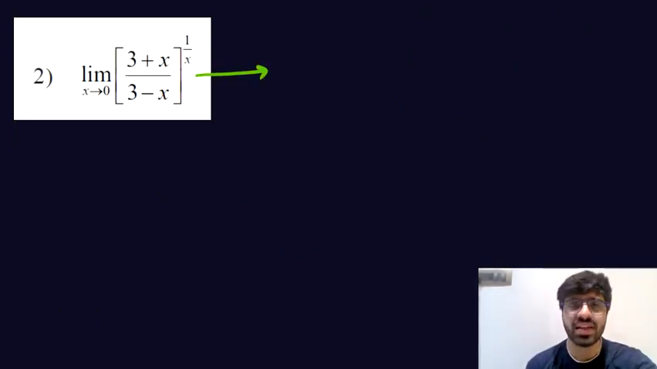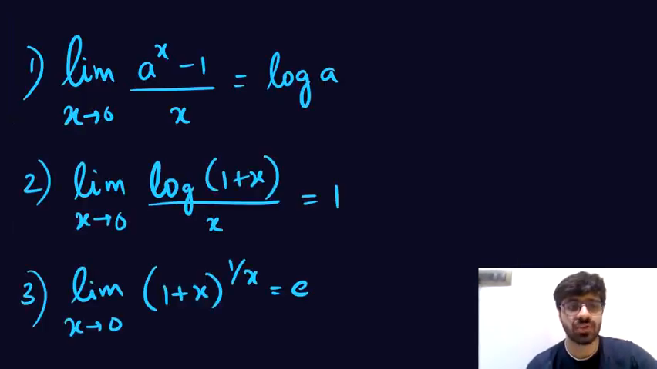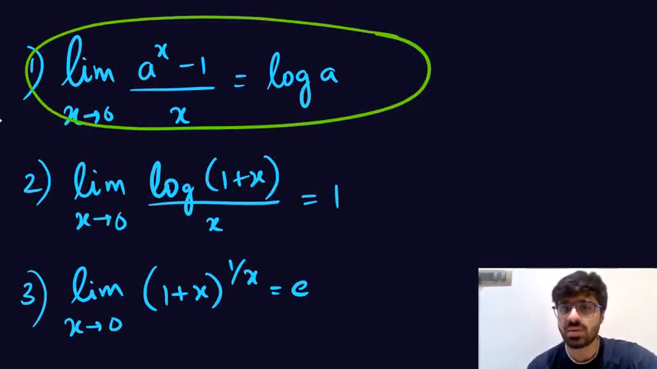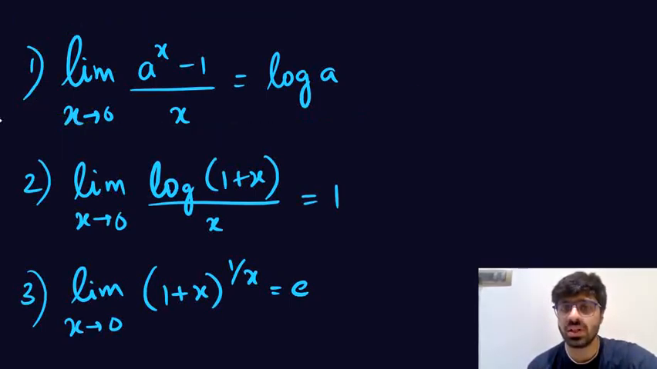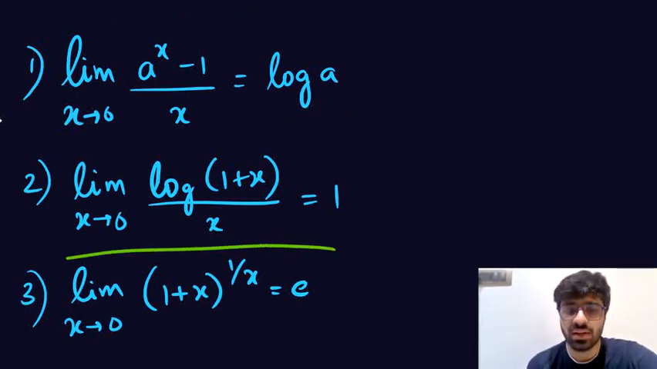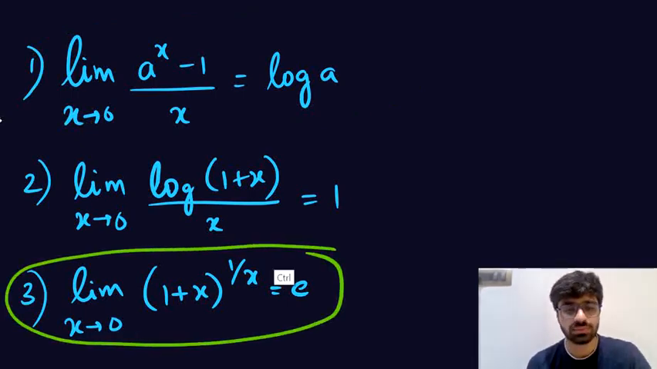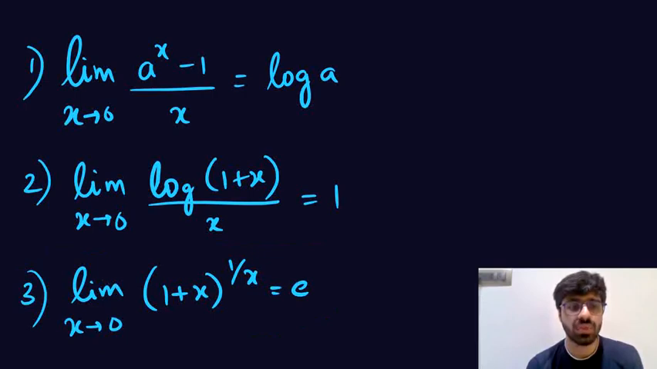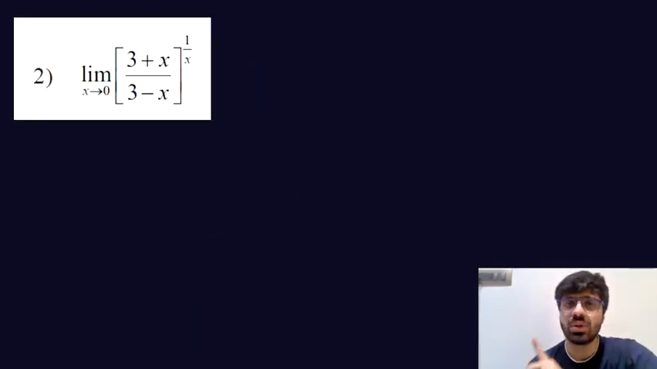Now if you check the second question properly, see, you have a 1 upon x in the power. So you need to realize that so far we have been using only and only our first result. All the sums so far were based only on this result. Now that we have 1 upon x in the power, it is very clear that we have to use our third result. So let's go ahead with applying that result.